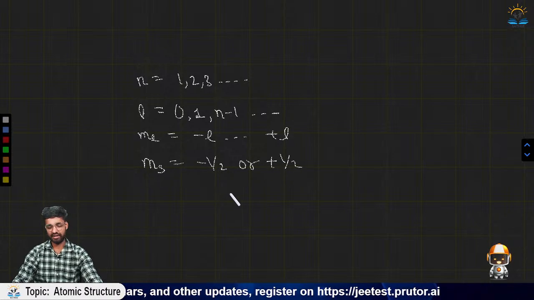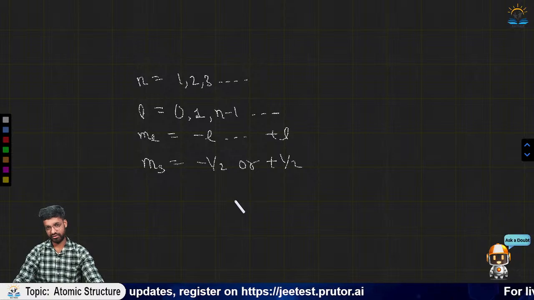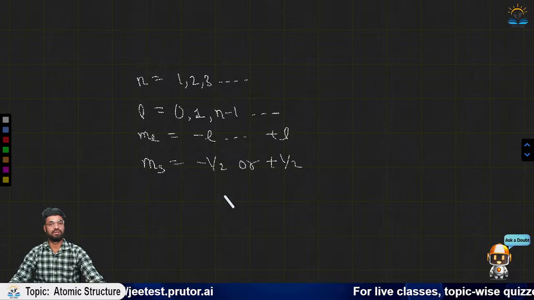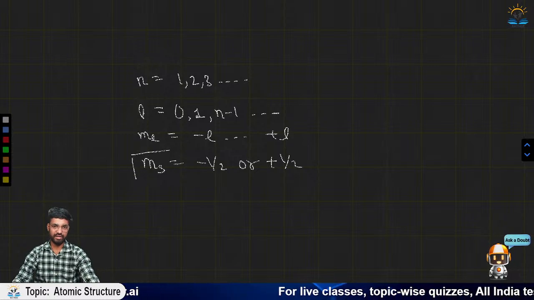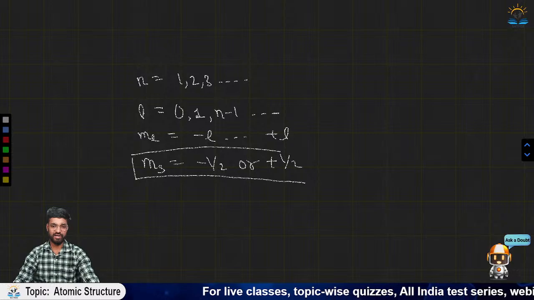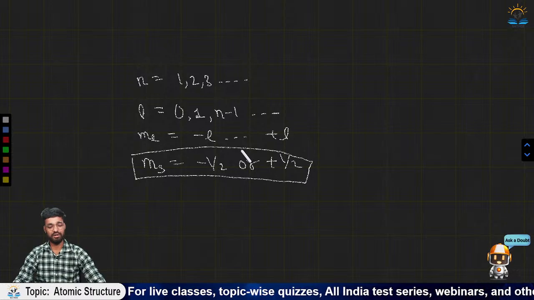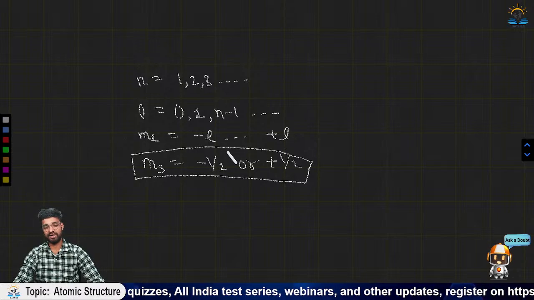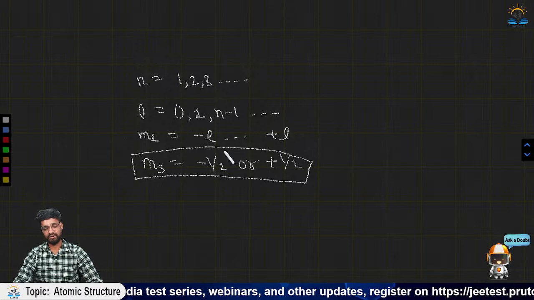This spin is an intrinsic property, so it depends upon the electron only. It does not depend upon the environment. It is not an absolute property but a relative property, and it does not represent the spin of the electron. It is not that the electron is revolving around its own axis. It is not so.